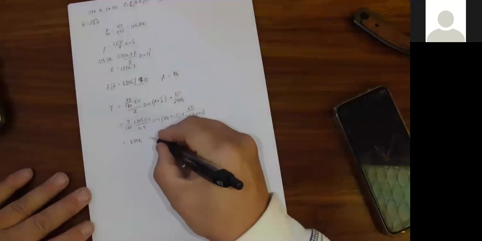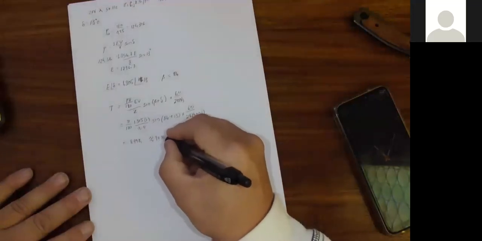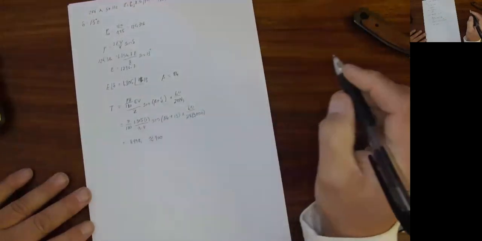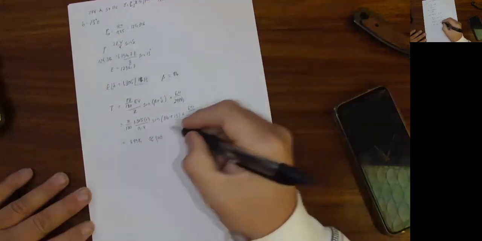898. That was almost 9. You agree? I don't know if I punched it wrong or what. Let me check again. No, man, just look at the answer there. 899.8, 898. It's almost 9. So it's fine.